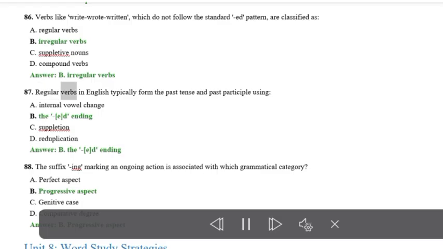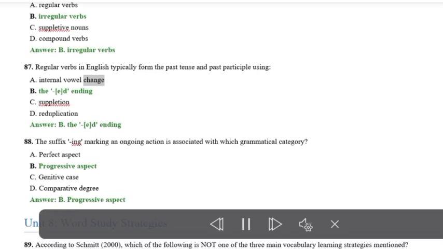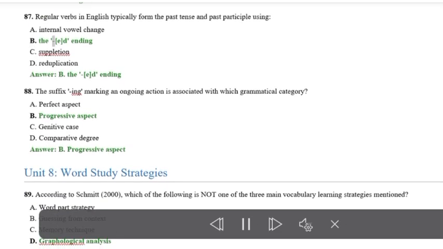87. Regular verbs in English typically form the past tense and past participle using A. Internal vowel change. B. The -ed ending. C. Suppletion. D. Reduplication. Answer: B. The -ed ending.